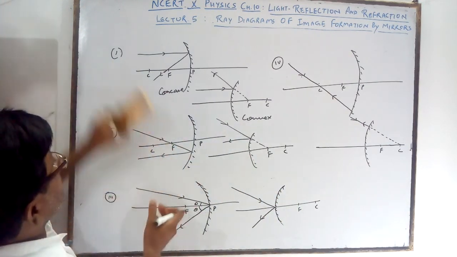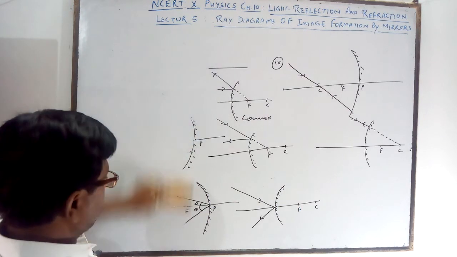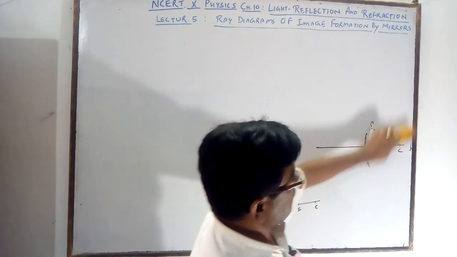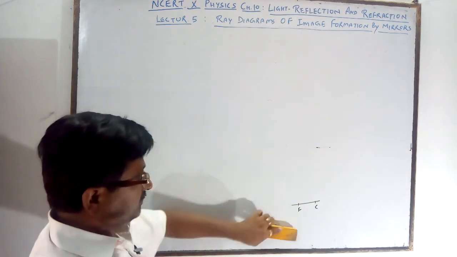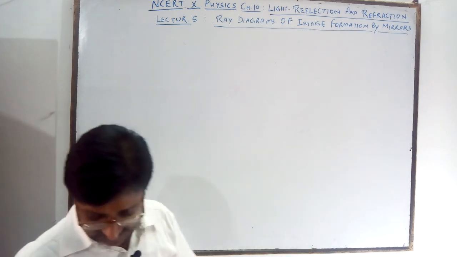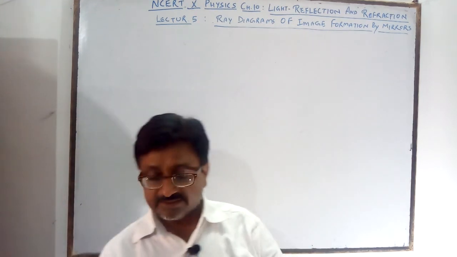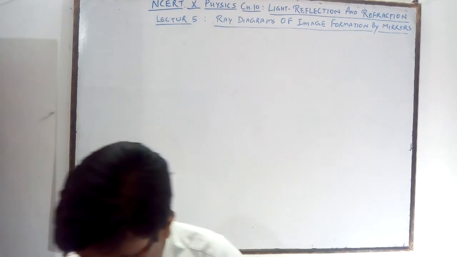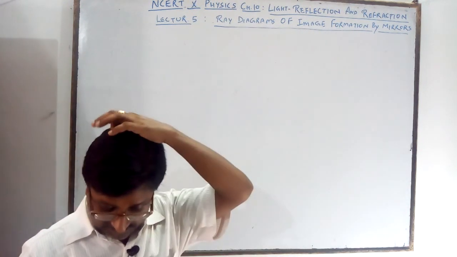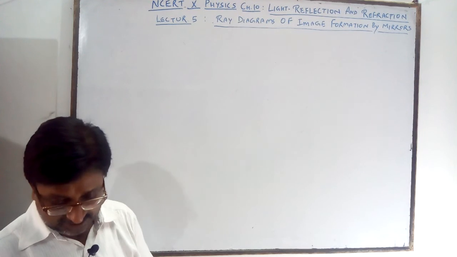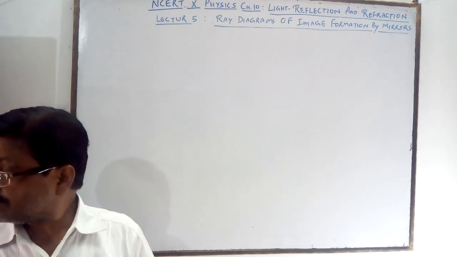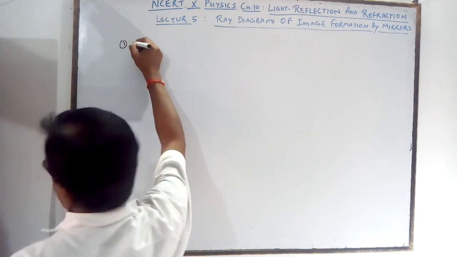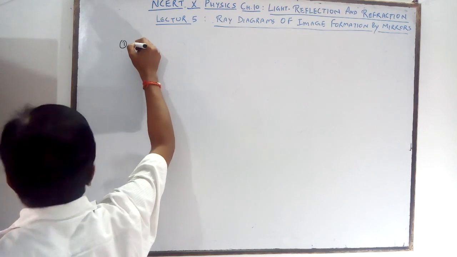Now we will see what the first condition is for the concave. Convex has only two conditions. So for the concave mirror we will take the first condition. When the object is at infinity, we will see the image will be formed at the focus. Object is at infinity first.